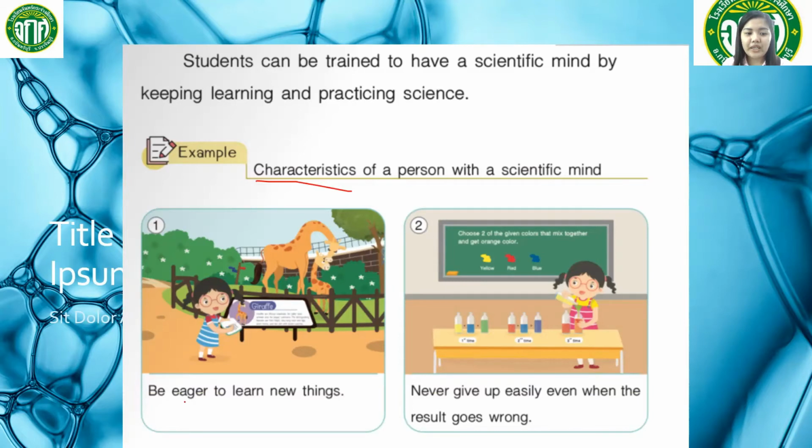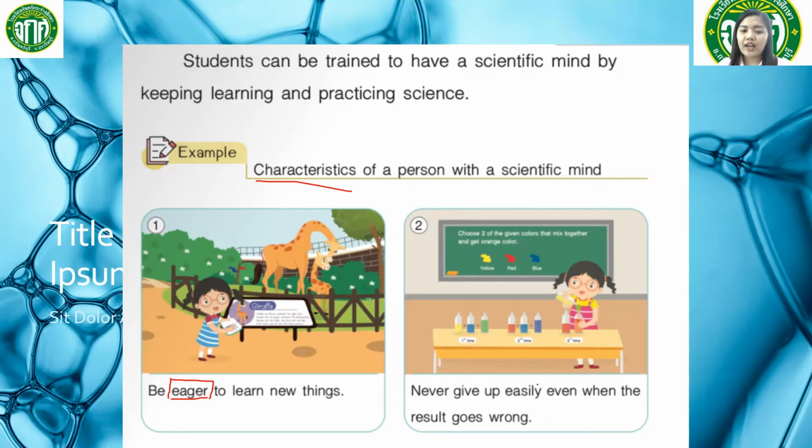Number one, be eager to learn new things. Okay, so you should be eager to learn new things. You have to search for knowledge. Number two, never give up easily when the result goes wrong. Let's say, for example, you are having an experiment and you have experienced mistakes or struggles during the experiment.